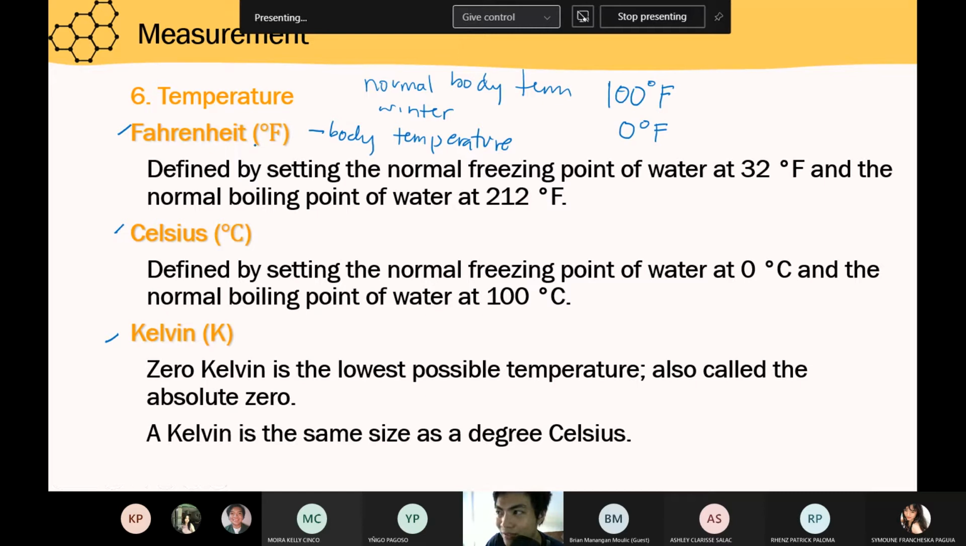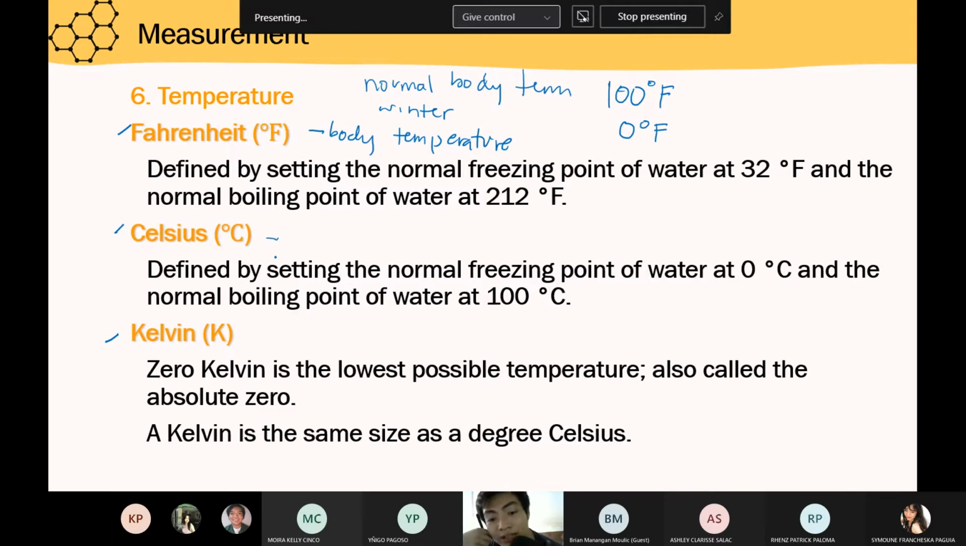Okay, so yun yung ginawa ni Fahrenheit, no? So, ang kanyang basis for his measurement is the body temperature, and the winter environment, sa Europe. Okay. So, ngayon, punta naman tayo kay Celsius.